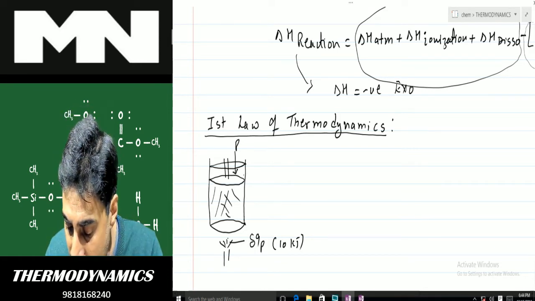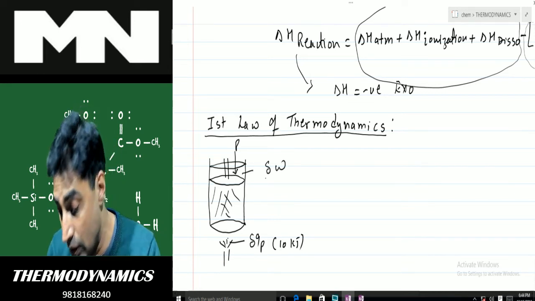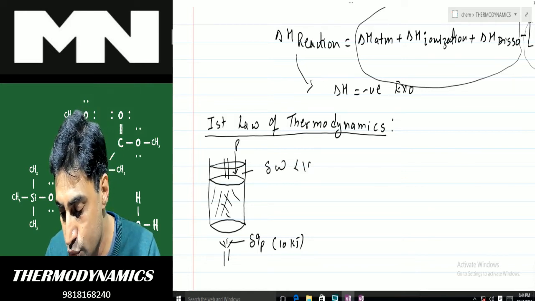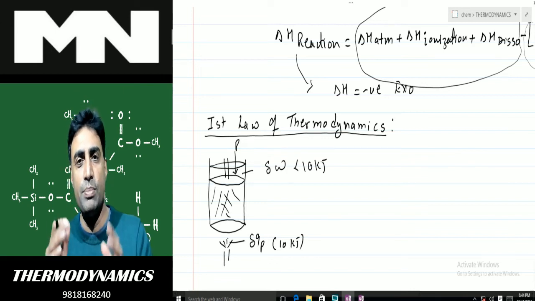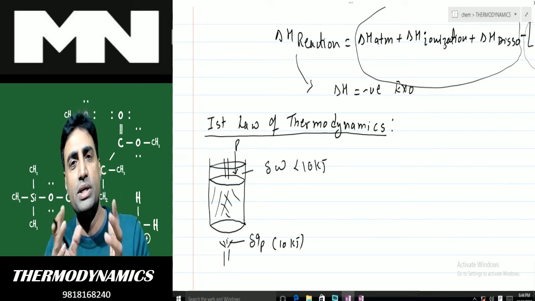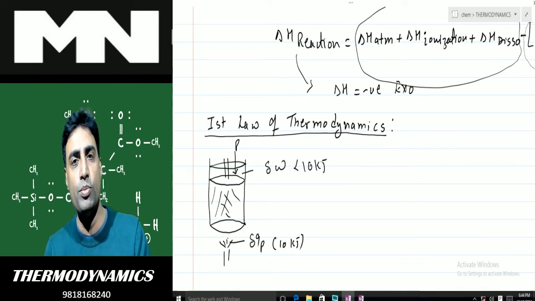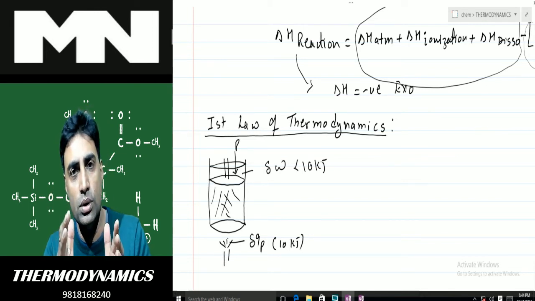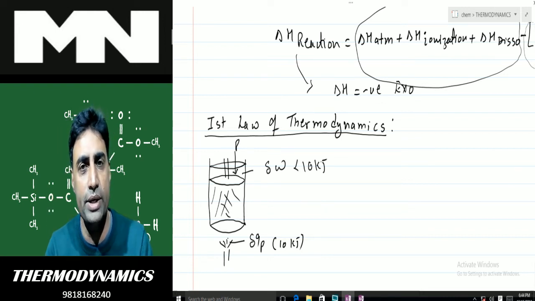If I measure this work, the work done by the gas will always be lesser than 10 kilojoule. It will never be equal to 10 kilojoule. I have supplied a heat energy of 10 kilojoule, but the work done is not equal to 10 kilojoule. Say it is 6 kilojoule. Now the question comes to my mind, where has the 4 kilojoule of energy gone? I have supplied 10 kilojoule. The work done is 6 kilojoule. Where is the 4 kilojoule of energy going?